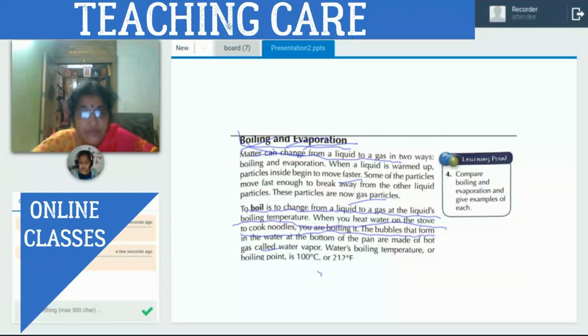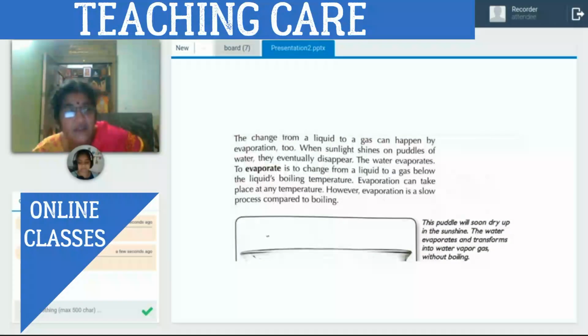Hot gas, water vapor. Water's boiling temperature, or boiling point, is 100 Celsius. If you tell it in Celsius, it is 100 degrees, but if you tell it in Fahrenheit, it's 212 Fahrenheit, right? Are you clear? That is the boiling point of water.